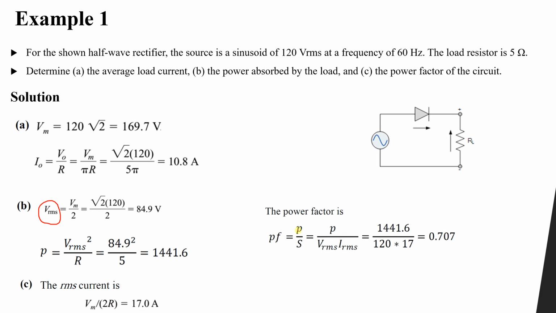Now power factor is the active power provided, which is 1441 as we said, divided by Vrms, the input voltage, multiplied by the input current, which is the same as the output current, 17 amperes. So the power factor of this circuit is 0.707. Okay.